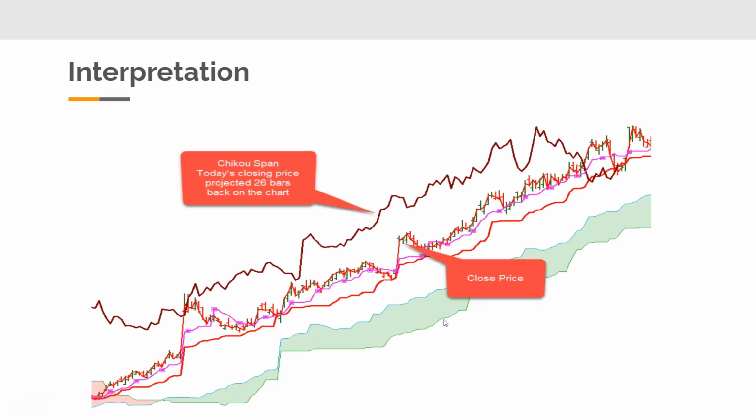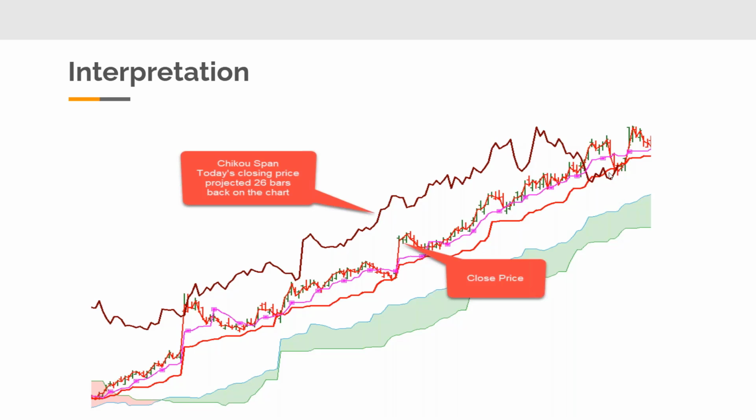The last two indicators that are important for the Ichimoku method are both the close price and the Chikou span. This Chikou span is, in this example, this red line that highlights it all.